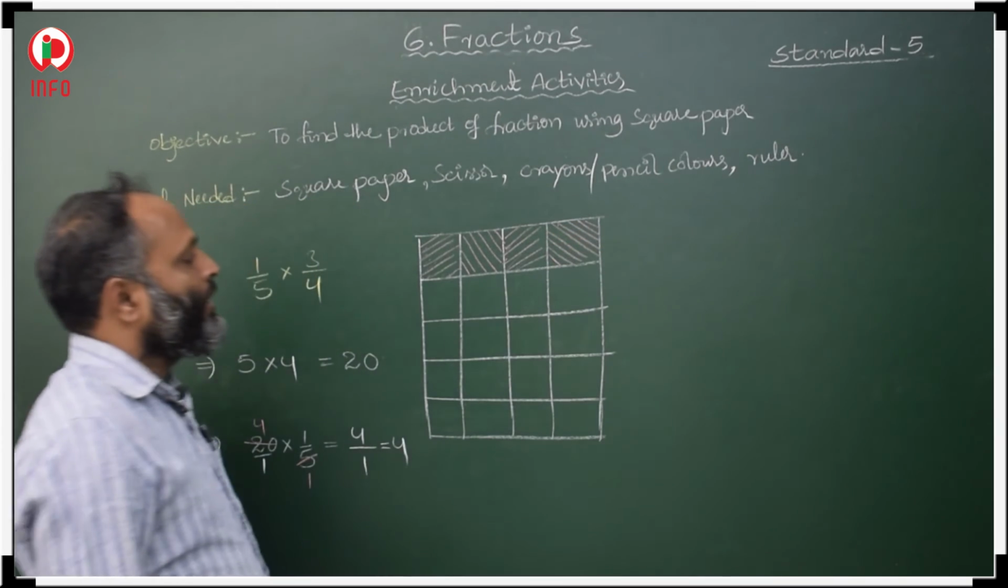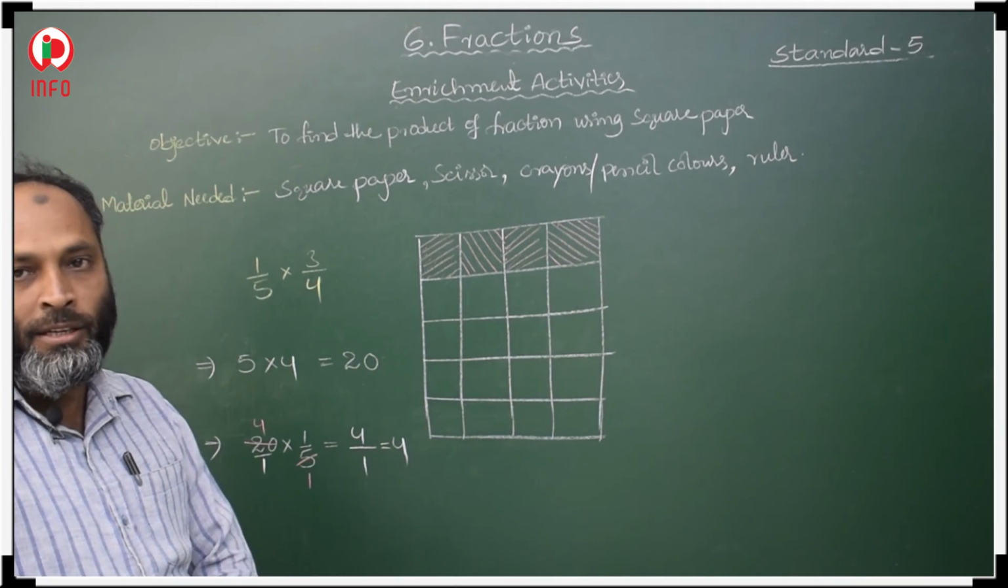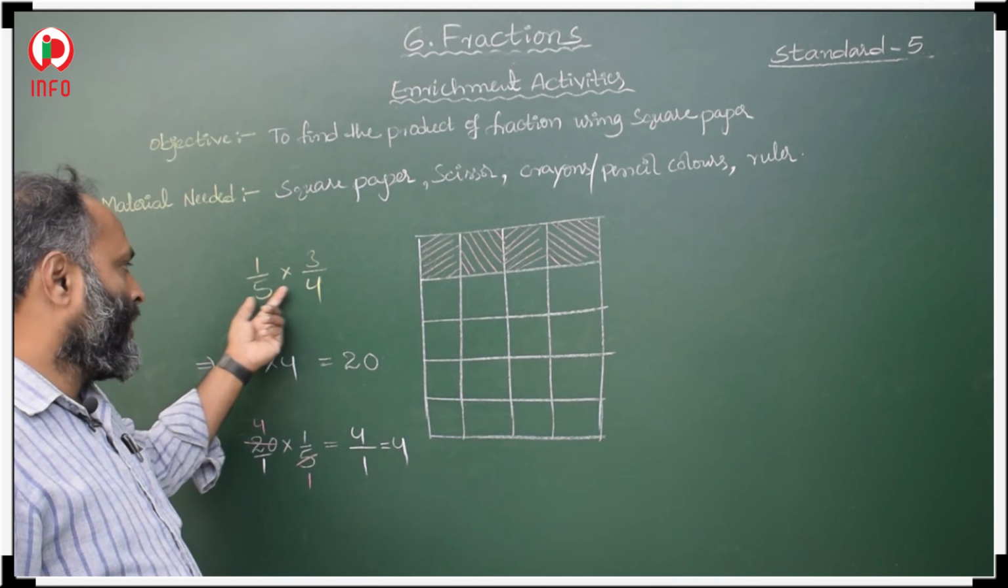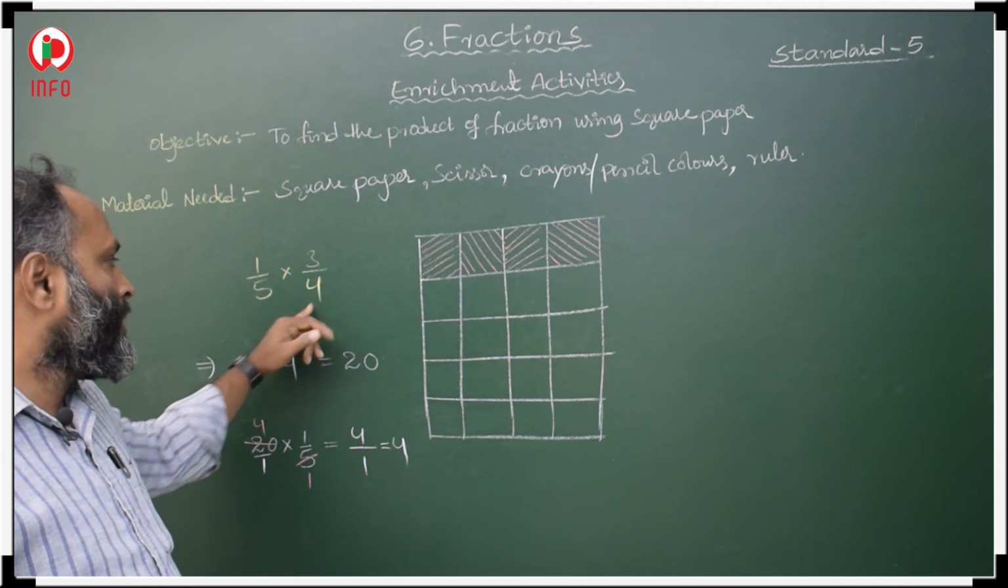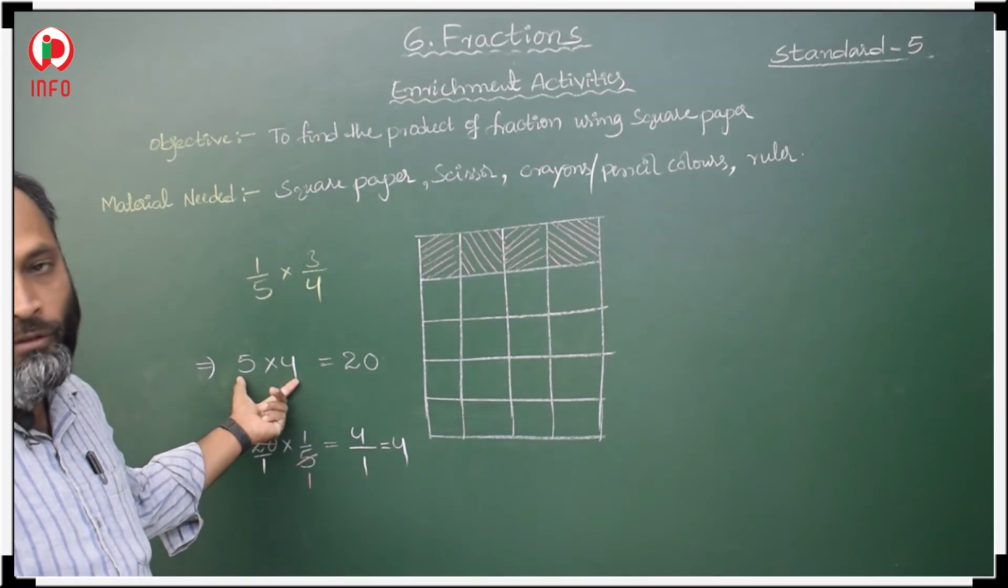We have to shade 4 square grids. Okay. So rows 1 by 5 and 3 by 4. So first, what do we have to do? We have to take the denominators 5 and 4 and find the product.